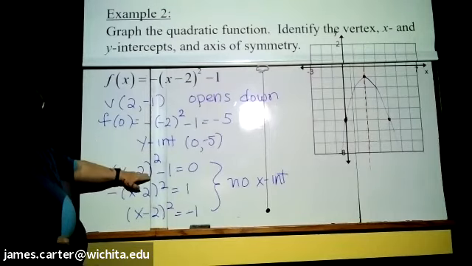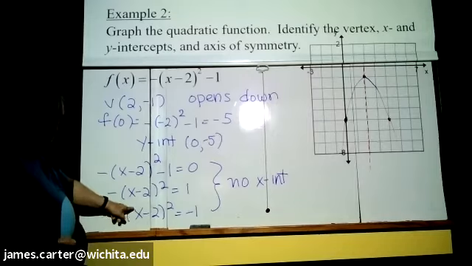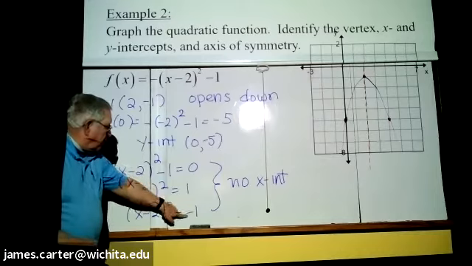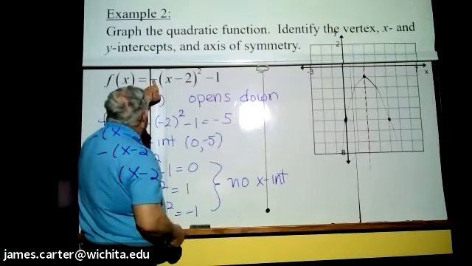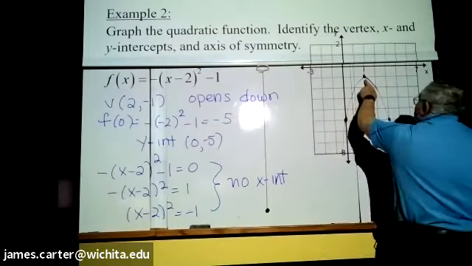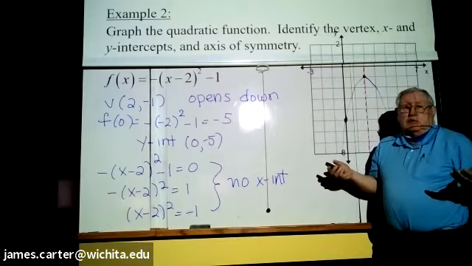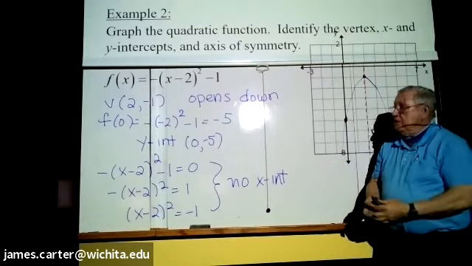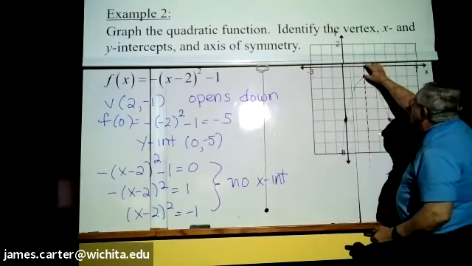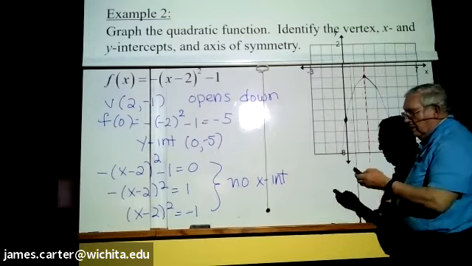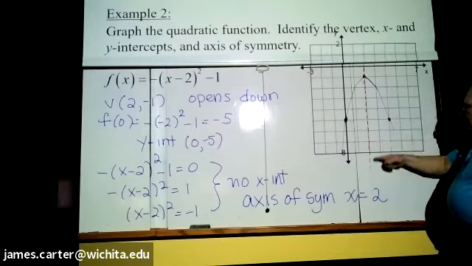Now, they're trying to find an x-intercept. And you can go through this work to do it. But what you'll find out, if you take the square root of this and the square root of that, you get an imaginary number. So there is no x-intercept, but because we know that this opens down and that the vertex is below the x-axis, there's no way that it's going to cross the x-axis. So this is a waste of time on this problem. So there is no x-intercept.